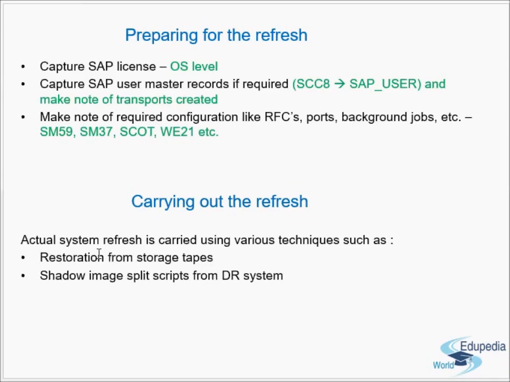The first step, preparing for the refresh. So the pre-steps: capture the SAP license. Before doing the refresh, you log into the OS level and copy the SAP license from there, because later in post processing we have to install the license again. You log on to the OS level with SID-ADM, run saplicense -get or saplicense -show, take all the details from there, and make a note of that.